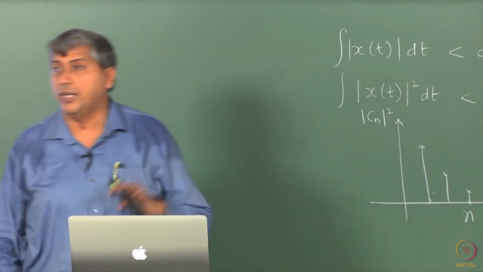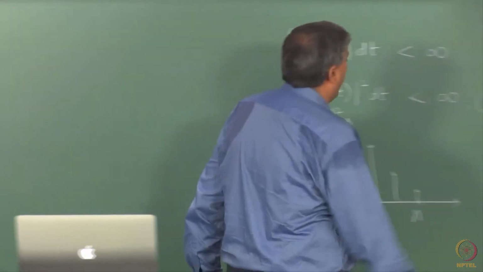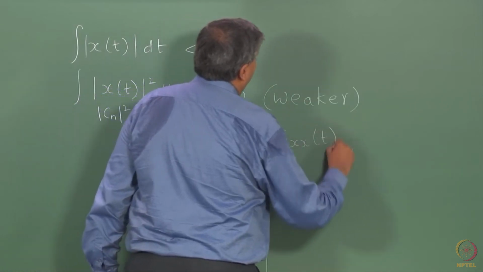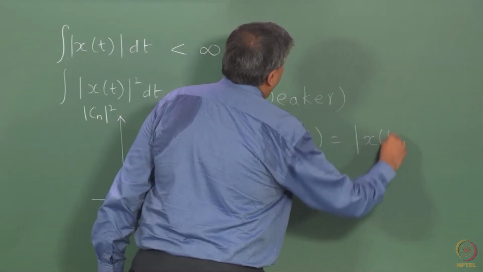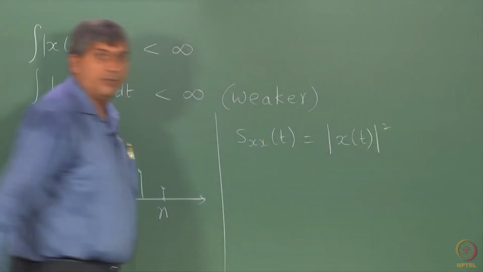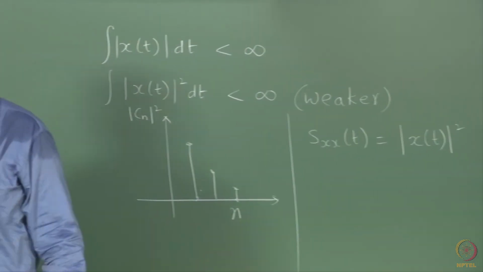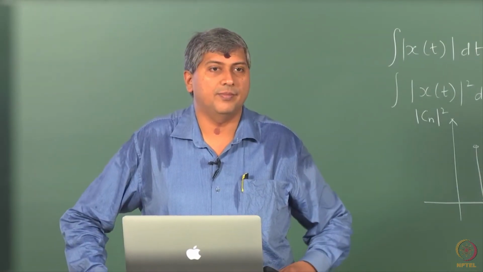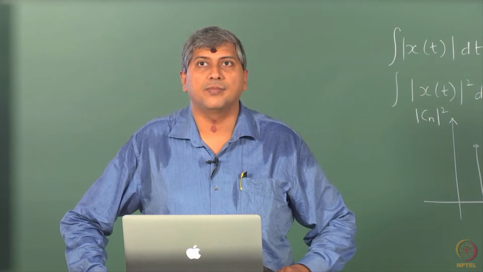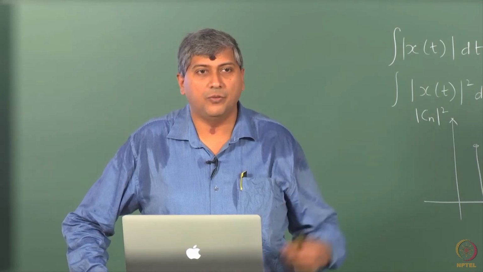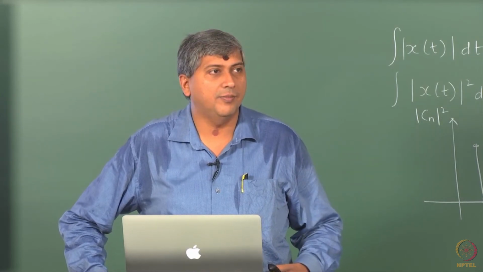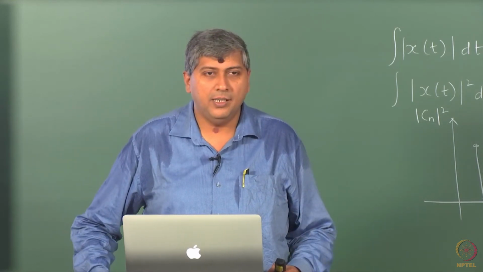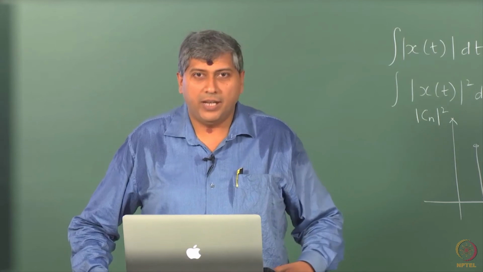Earlier we had defined an energy density in time, and the energy density in time was defined as simply mod x of t square. Why did we define this as energy density? What was the reason for defining this as energy density? Yeah, the area under this will give me the energy, right. Now, we have a hint here.